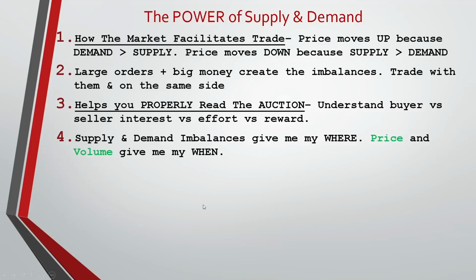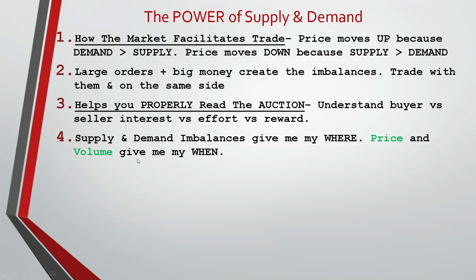Now, those imbalances that I just showed you give me my where, where I want to be active on a chart. They essentially give me the spots. They advertise price to me. They say, hey, there's an imbalance at $100. Let's see how price reacts when we're at $100. So now that I have my where, price and volume give me my when.